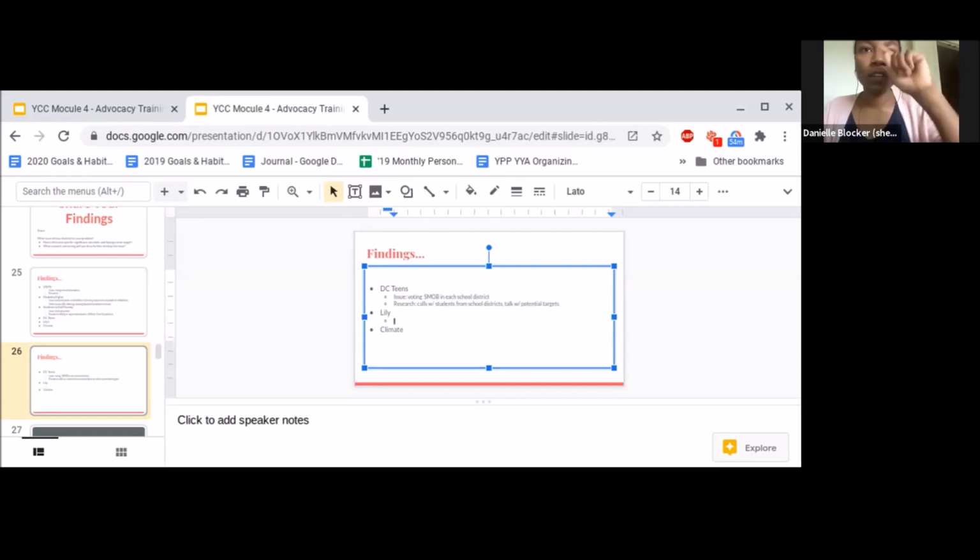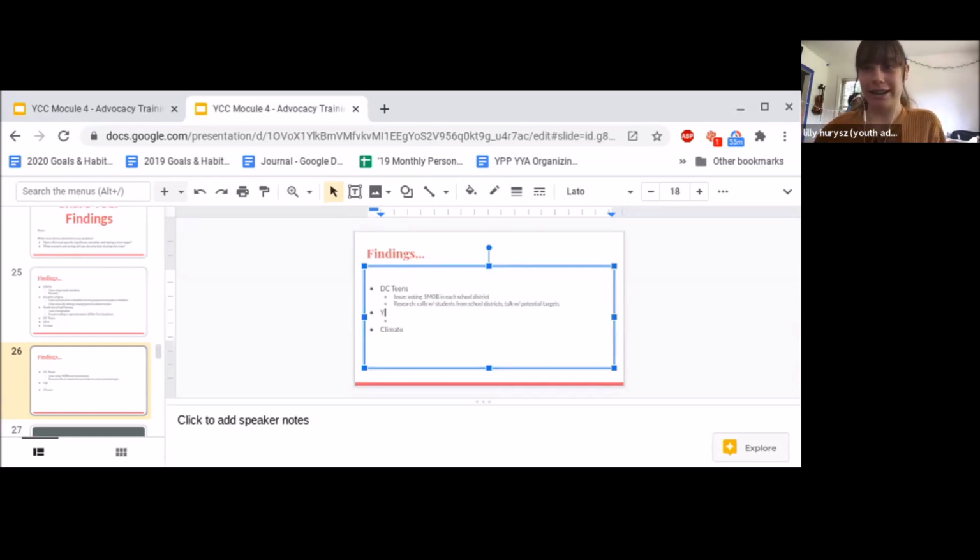And then we have Lily's group next. Okay, hi. My group is called Youth Advocating for Comprehensive Education, if you want to put that. Or you can just shorten it to YACE, if that's easier. But yeah, so we are an education reform organization based in Houston, Texas, and we have a lot of goals.